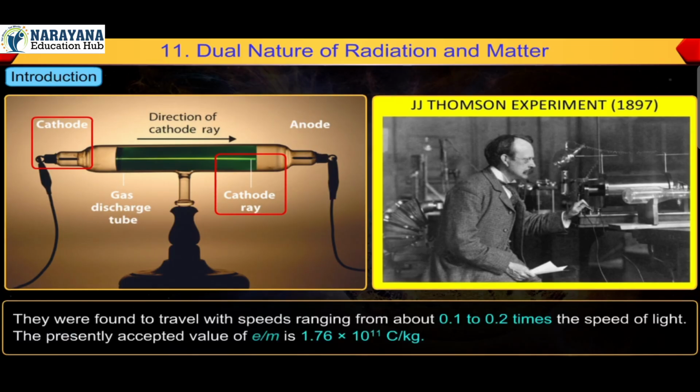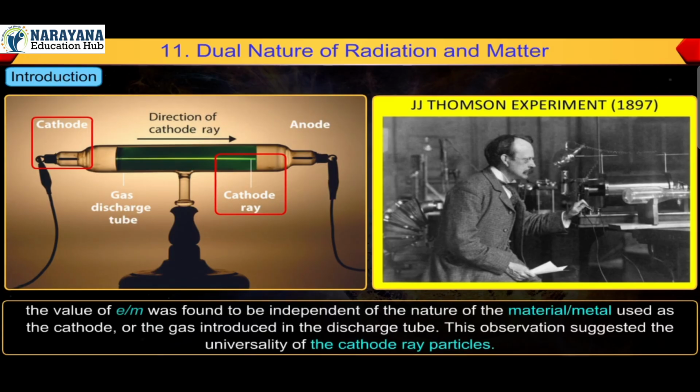They were found to travel with speeds ranging from about 0.1 to 0.2 times the speed of light. The presently accepted value of e/m is 1.76 × 10^11 coulomb per kilogram. Further, the value of e/m was found to be independent of the nature of the material or metal used as the cathode or the gas introduced in the discharge tube. This observation suggested the universality of the cathode ray particles.